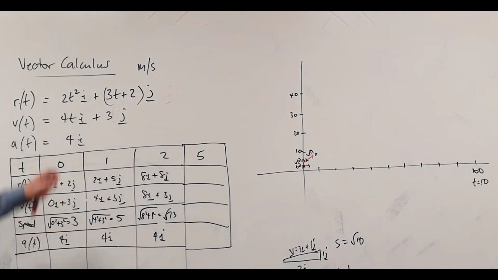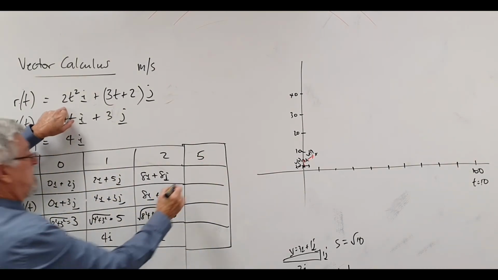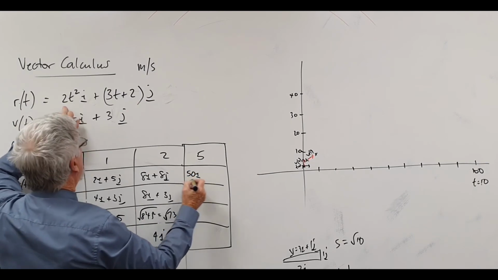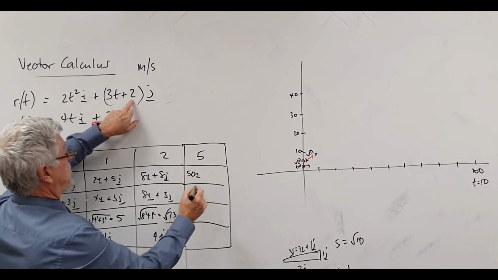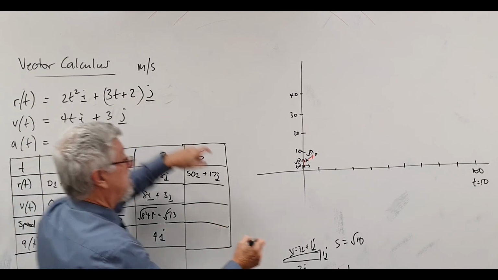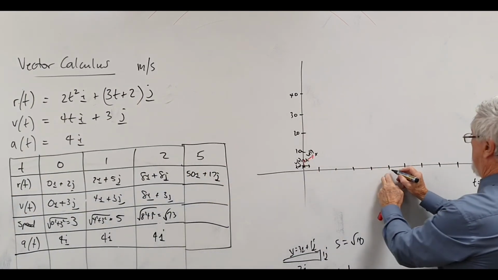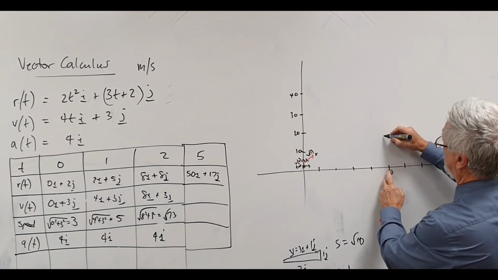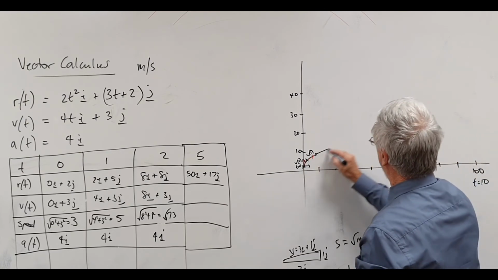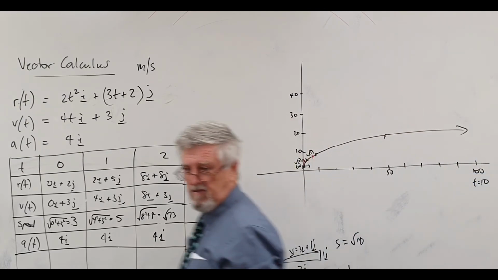Go to 5. So 25 by 2, 50. 15 plus 2, 17j. So now we're at 50i plus 17j, and you start to get the message. You're just flattening out. Like you said, it's super flat. There it is.